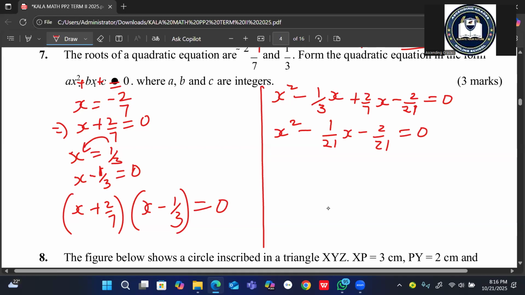So we can decide to multiply the root by 21 so that we can remove this denominator to have whole numbers. So it will be 21x squared minus x minus 2 is equal to 0. So that is your quadratic equation in the form ax squared plus bx plus c is equal to 0. So those were 3 marks.